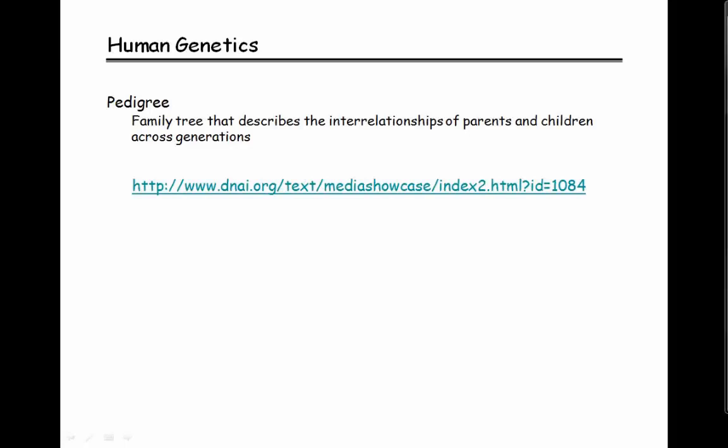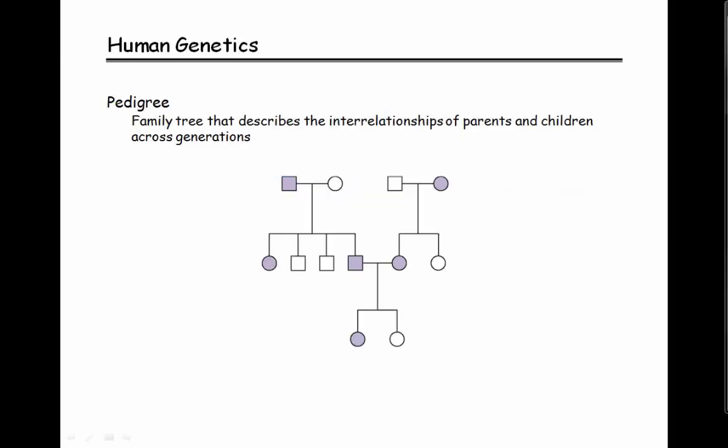A pedigree is simply a picture that shows a family tree and also the interrelationships of the parents and the children across multiple generations. The link that you see on this slide is posted in your web links for Chapter 14, and it does give you a very general introduction to pedigrees. This picture right here shows us what a typical pedigree would look like.